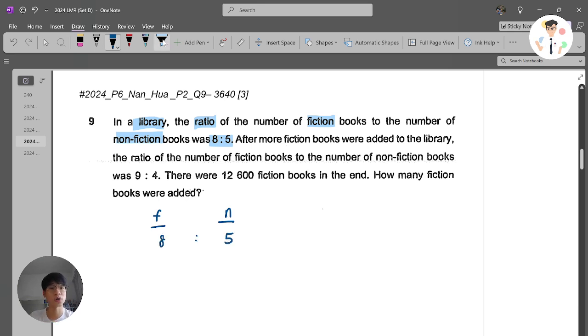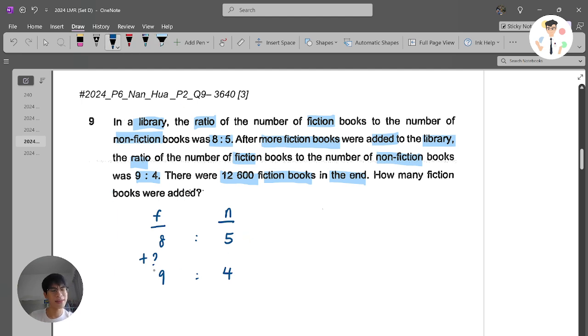Now, the question continues to say that after more fiction books were added to the library, do I know how many books are added? No, I don't know. Let me just put plus a question mark. I don't know how many. Then the ratio of the fiction book to the non-fiction book was becoming 9 to 4. So now it's 9. Here is 4. There were 12,600 fiction books in the end. How many fiction books were added?